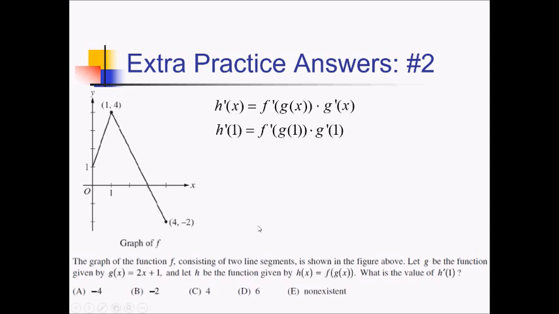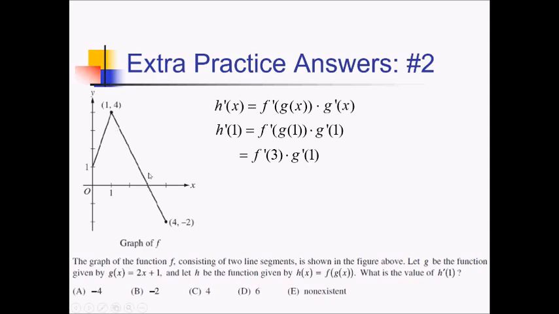So g of 1, we actually know what the g function does, which is kind of a rarity, but we can plug 1 into this. So this is going to be 2 times 1 plus 1, which is 3. So really we're doing f prime of 3 times g prime of 1. Let's deal with f prime of 3 now. That's the derivative of f, or the slope of f, at x equals 3, so this x-intercept right here.